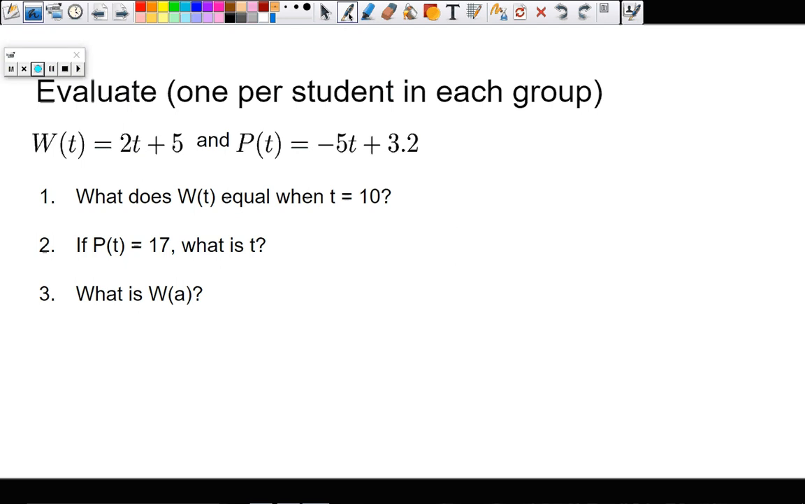Now, what is W of A? This is a big question, and it ties in with what Aaron was talking about before. Should you write W of 10? Should you write W of T? Should you write W of A? Alright? So, W tells us we're going to be working with this machine right here. So let's build the machine. We're going to say 2 parentheses plus 5. All I did was write this out, and I put a parentheses somewhere.